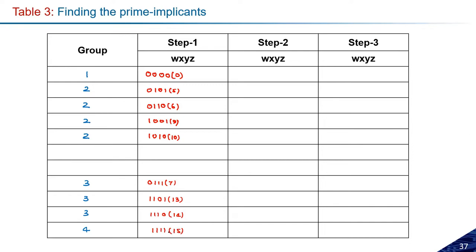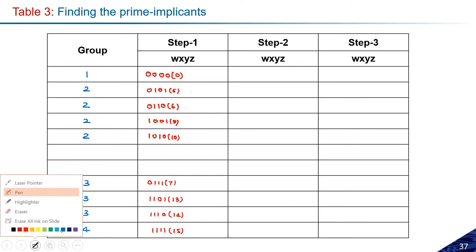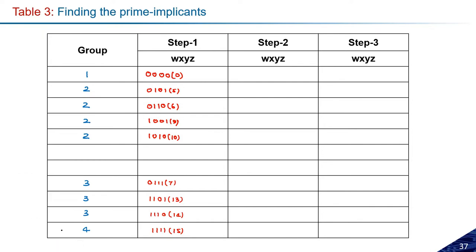Now the next step is very important, you have to remember what I'm saying. We have to make the pair with the next group. Suppose I'm considering group number one. So I can make the pair with the next group, which is group two. I cannot make the pair of group one with group three. So this grouping is not possible.